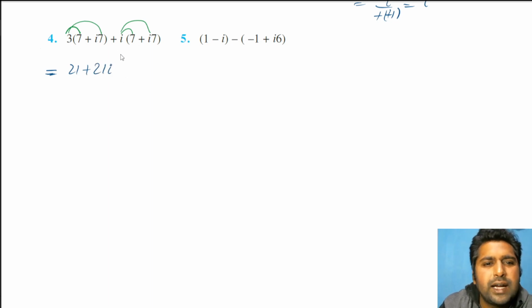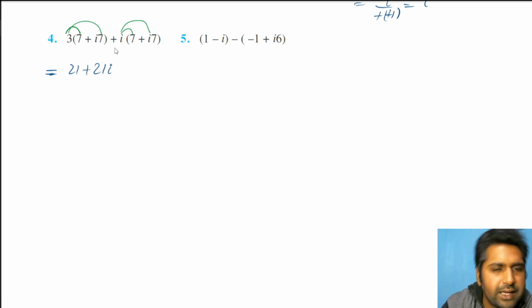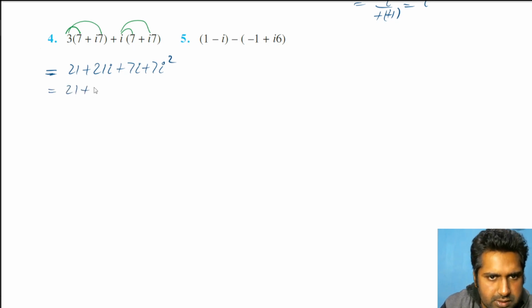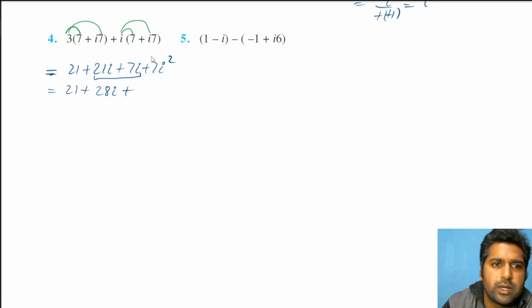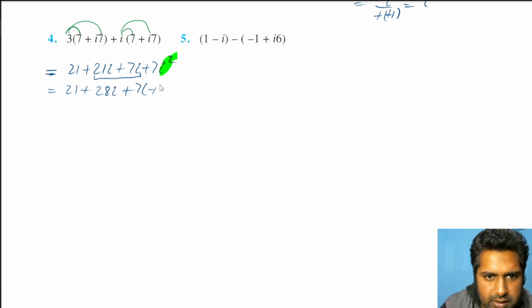Whether you write iota into 7 or 7i, it's one and the same thing. 7 into i, 7i. i into 7i becomes 7i square. So 21 plus, we can add this, 21 plus 7, 28 iota. And what is this i square? i square is minus 1, so 7 into minus 1, so minus 7 basically. So we can deal with this too now. So 21 minus 7 is 14 plus 28 iota.